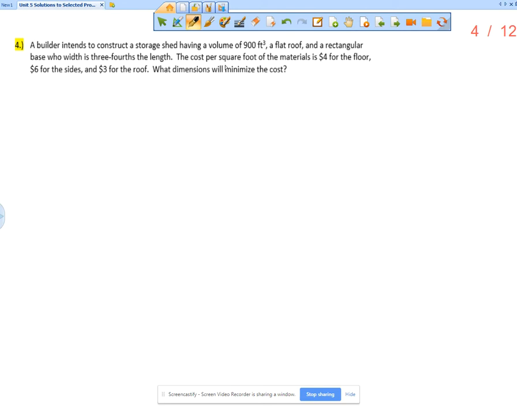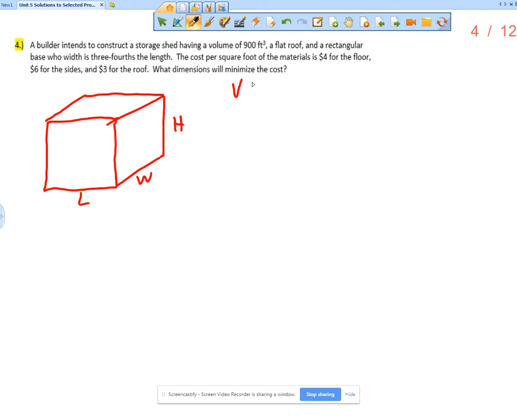All right, so it is a storage shed, but very simply, it's a rectangular prism, right? So we're going to draw, once again, a rectangular prism, and then we're going to start to think about it. First of all, the volume of this prism would very simply be length times width times height. So we could say volume equals length times width times height.